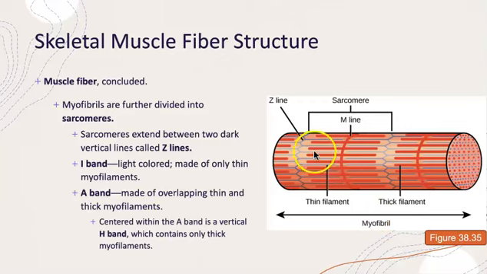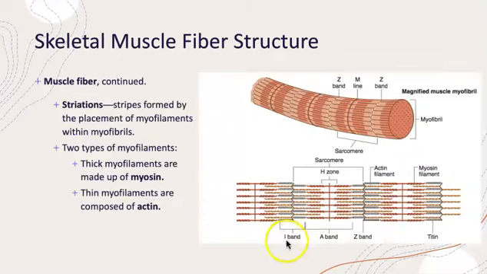Now let's take a closer look at that sarcomere. So as I said, a sarcomere extends from one Z line to the other here. And this is going to create a dark band on either side. When we look at a lighter colored band, so let's go back over here, where we have this I band, notice how the Z line is kind of in the middle. And the reason that we call this I band the light band is because we are only going to have our thin myofilaments here, the actin filaments.